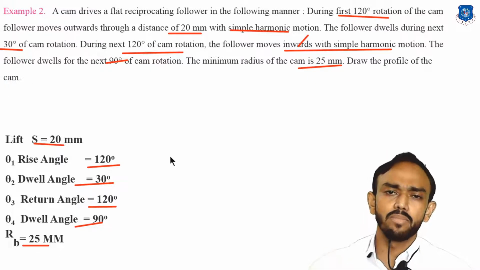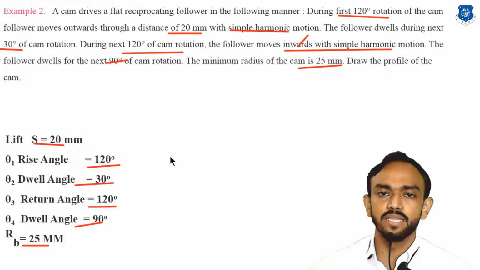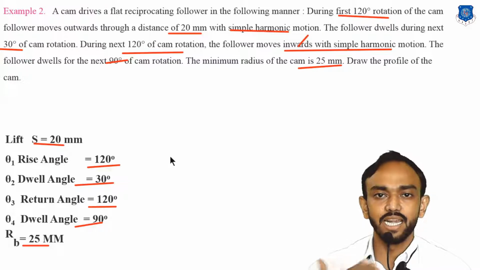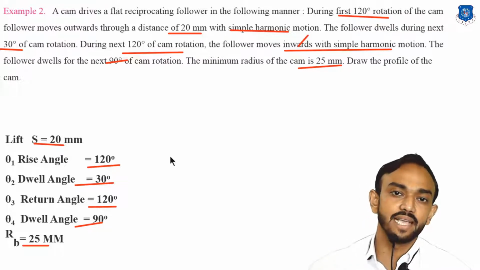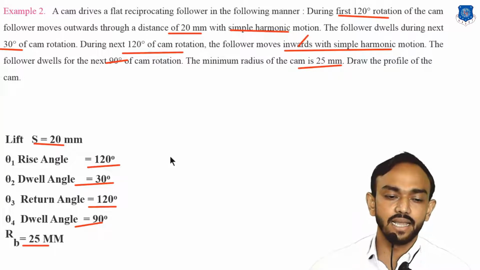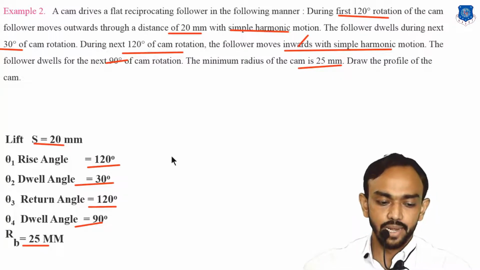So always remember that these 6 data are always there: lift, 4 angles (rise, dwell, return, dwell), and base radius. Maybe sometimes there is less dwell, like rise, return and dwell only. Sometimes there is no dwell between rise and return. And the last data is the base radius.